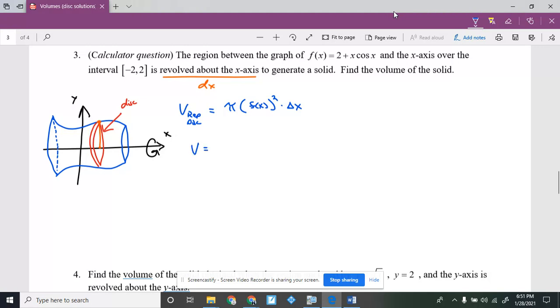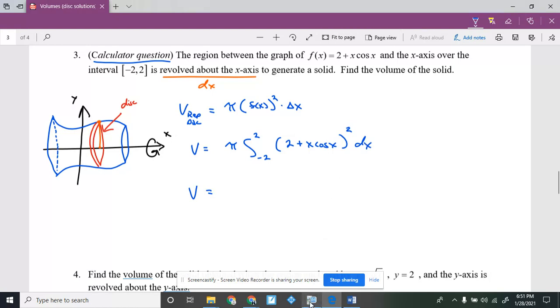So volume equals, pull the pi out, integral from -2 to 2, and then I'll just write it in, 2 plus x cosine x. That's my f of x. That's my radius squared dx. All right, since this is a calculator question, we do not try to be a hero and find the antiderivative. We just go straight to the calculator and we get our answer.